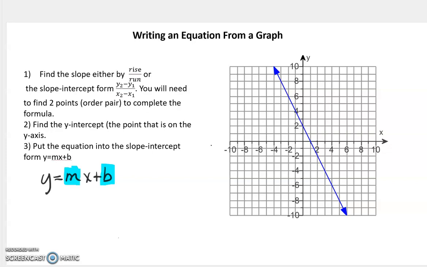Okay, so to find the slope of this line, you can do one of two things. You can either use rise over run, right? Find 2 points on the graph and then just count. Or you can find two ordered pairs and use the slope formula. Okay, I'm going to show you both really quick.